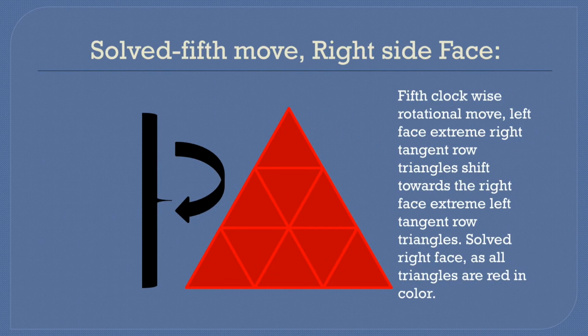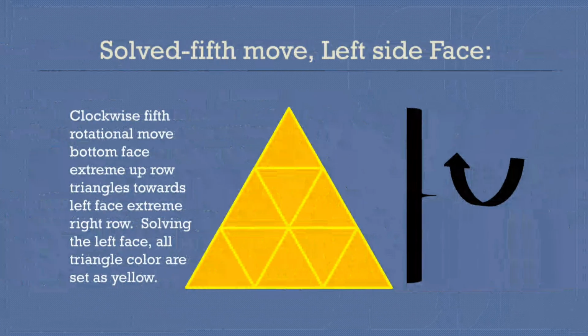The fifth clockwise rotational move shifts the left face's extreme right tangent row triangles toward the right face's extreme left tangent row. This solves the right face with all red triangles. The fifth clockwise rotational move shifts the bottom face's extreme up row triangles toward the left face's extreme right row. This solves the left face with all yellow triangles.